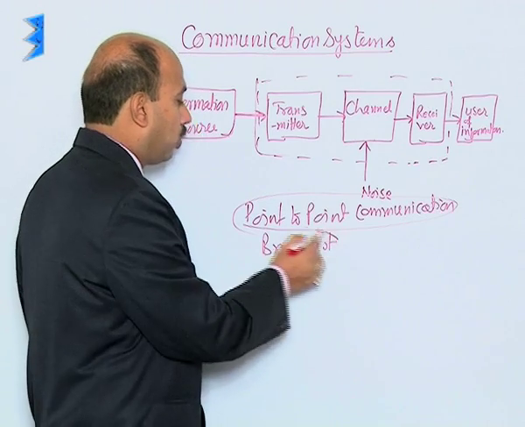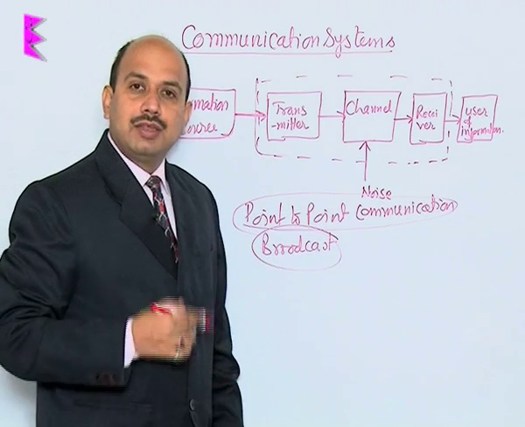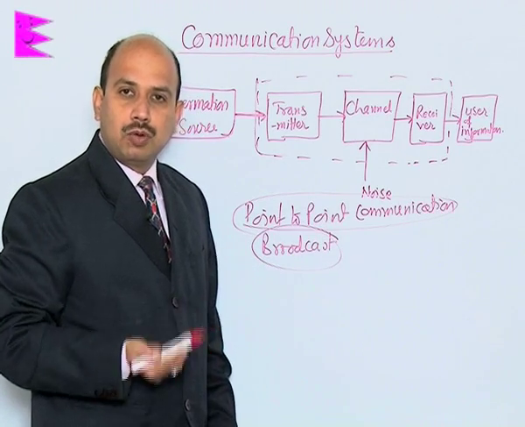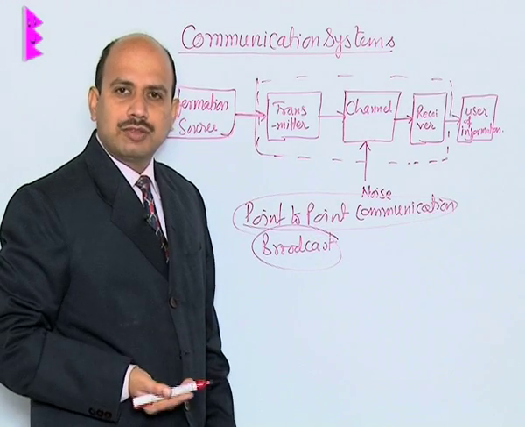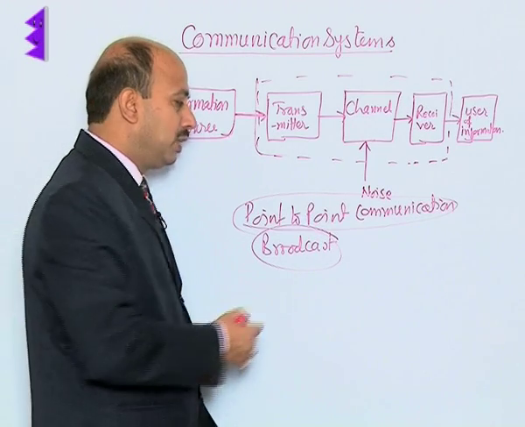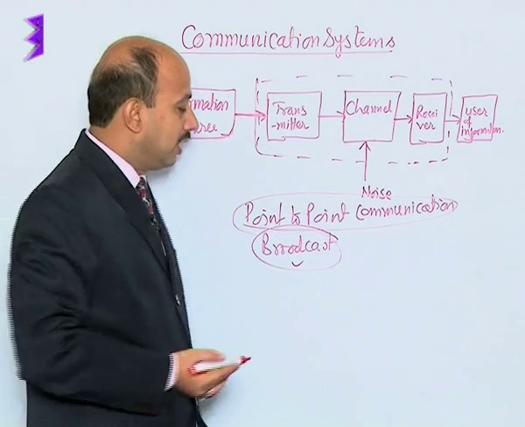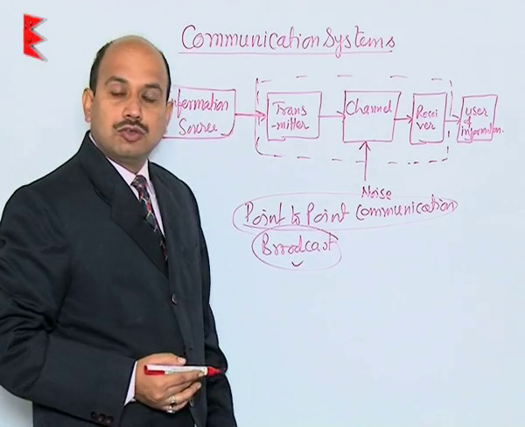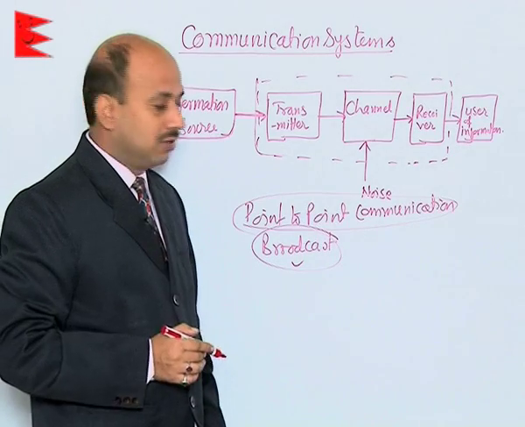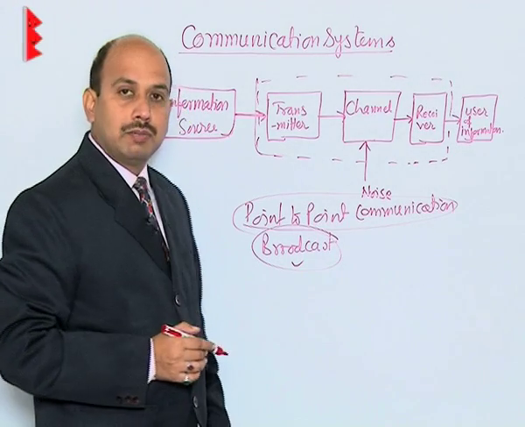But in broadcast, there is one transmitter and many receivers, like TV programs and radio programs. These are transmitted from one place, but the receivers are millions of people. So that is actually a broadcast. So there are basically two types of communication system, point to point and broadcast.